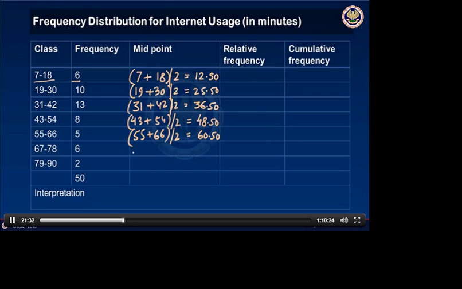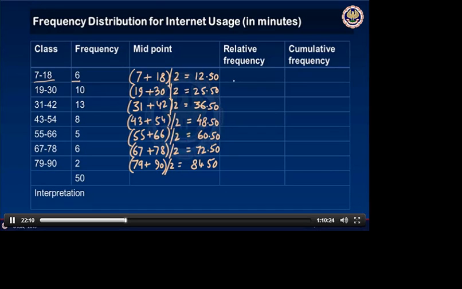Then we can do for this between 67 to 78. So we take 67 plus 78 and divide this by 2. So we get 72.5. This will be 79 plus 90 divided by 2. So we get 84.5. So these are the midpoints. And generally the midpoints, as I told earlier, they are used for making a histogram, and which gives a beautiful representation of tabular data into a graphical representation form.